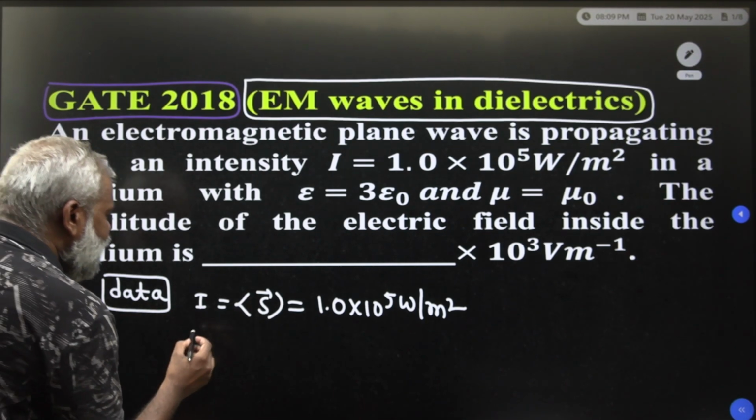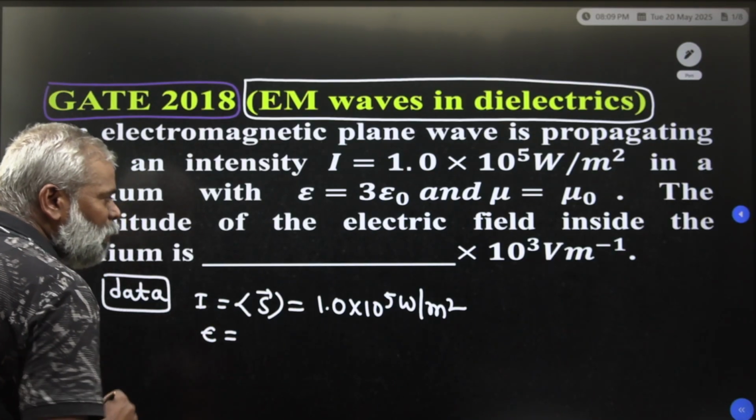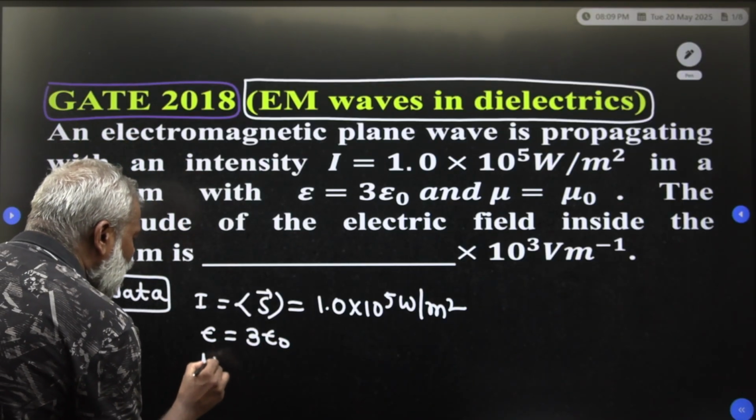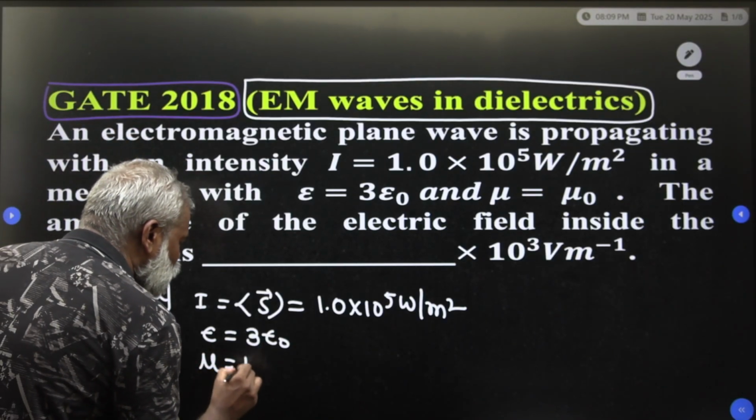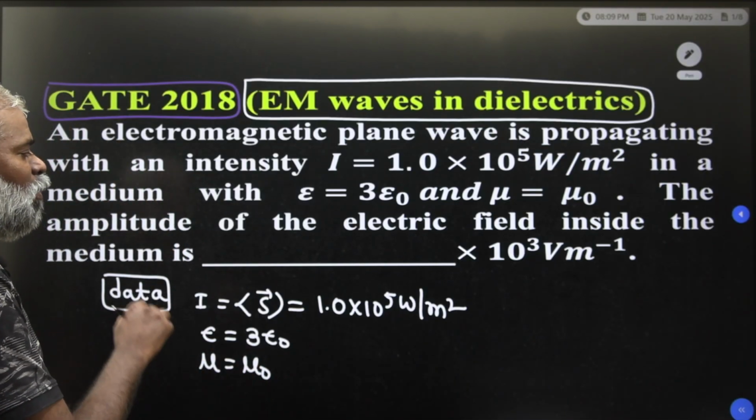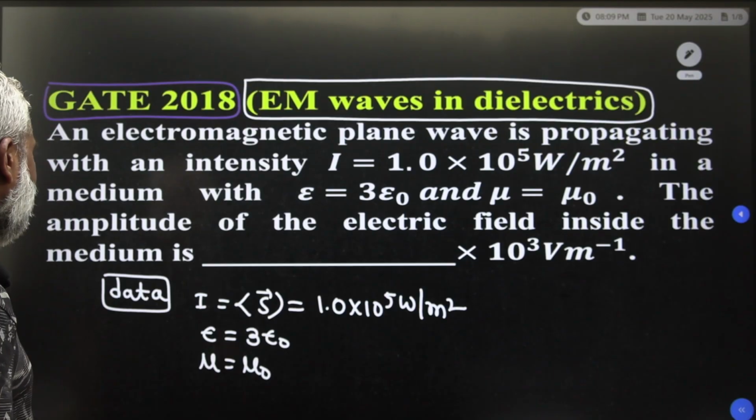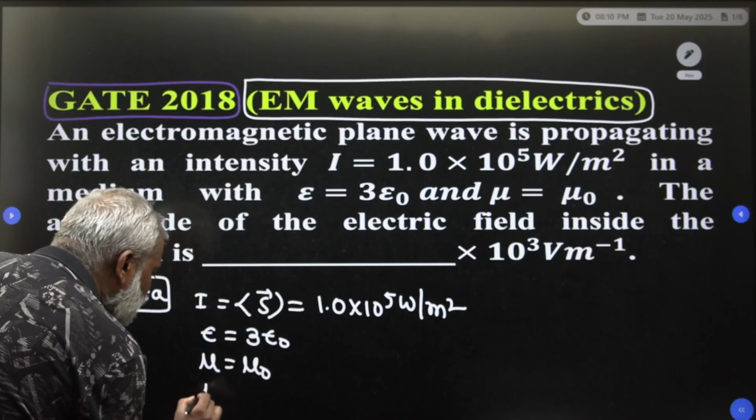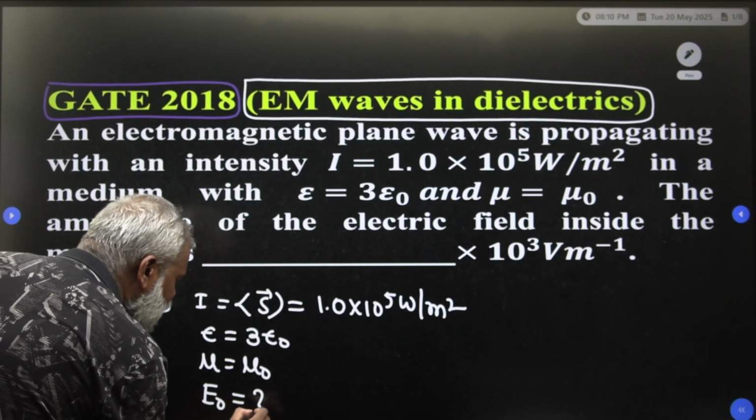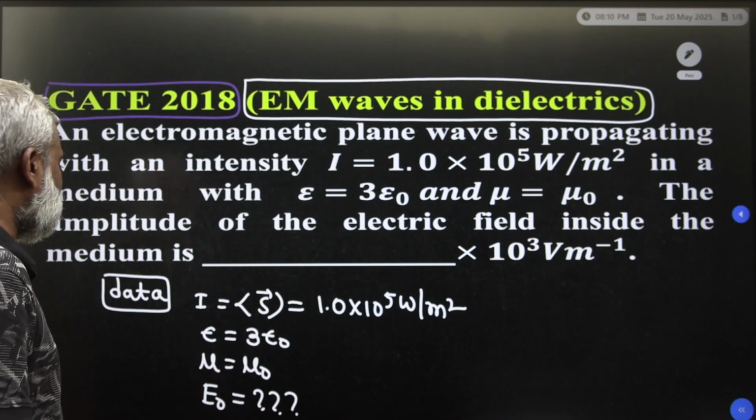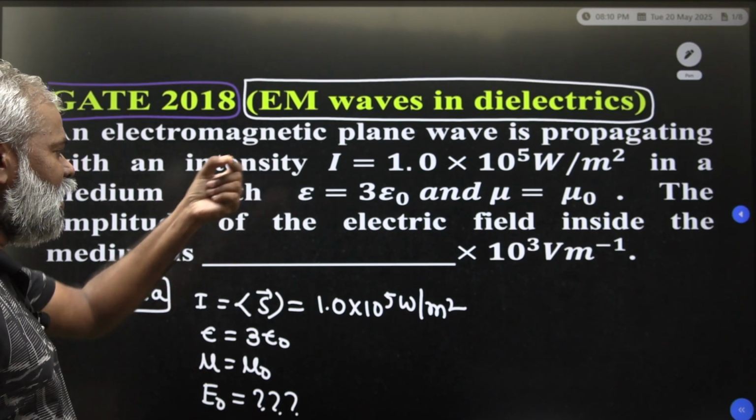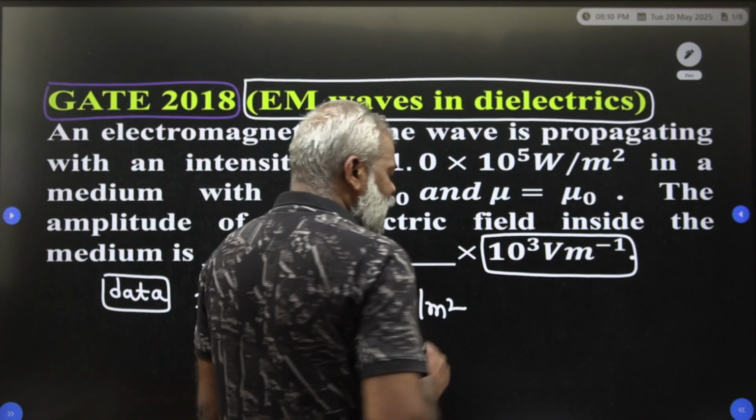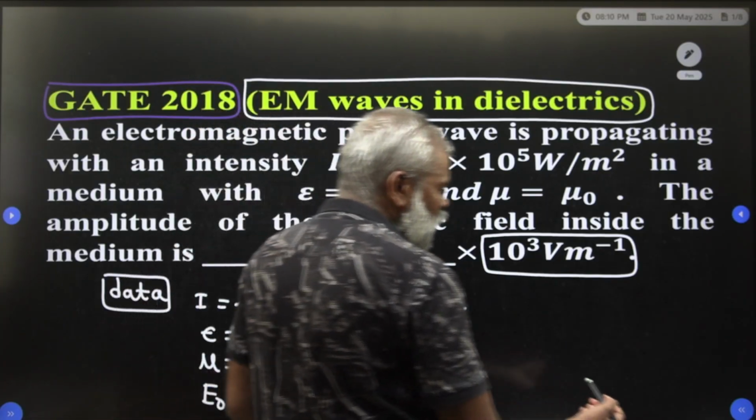So the electromagnetic plane wave is propagating with this intensity in the medium. In the dielectric medium, the permittivity is equal to 3 times the permittivity of free space. The permeability of the dielectric medium is the permeability of free space, you have to write. What they are asking is the amplitude of the electric field, E naught, how much inside the medium, in terms of 10 to the power of 3 volt per meter. In terms of 10 to the power of 3, you have to calculate.